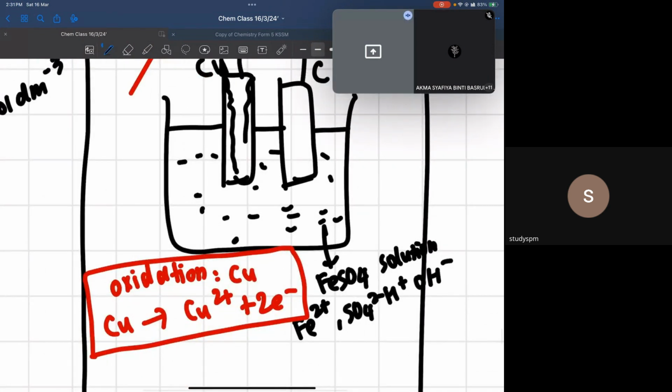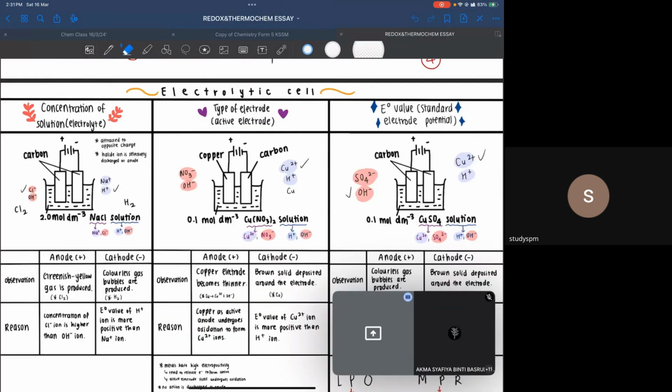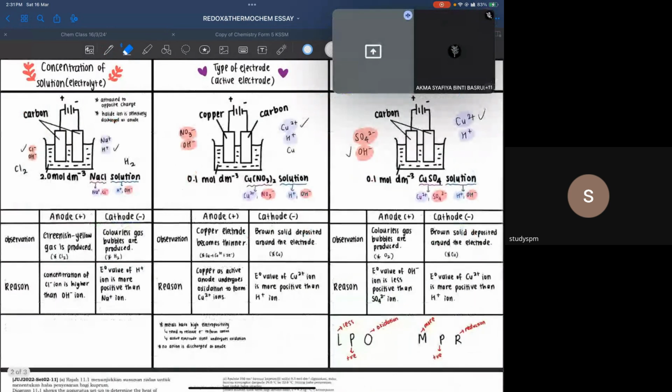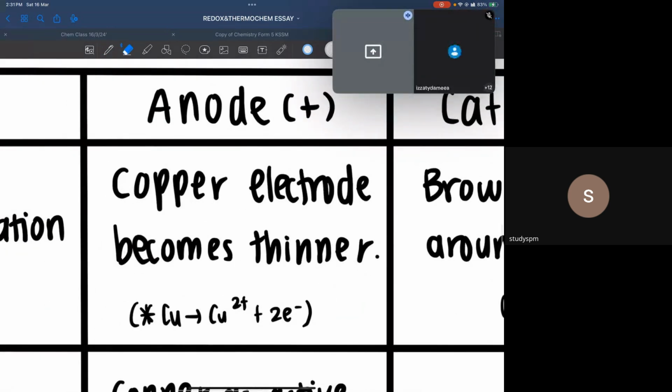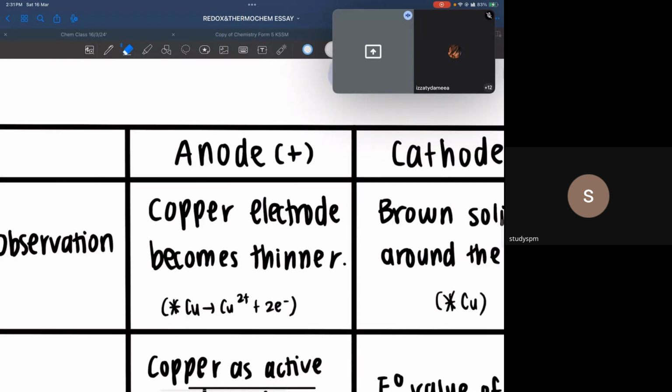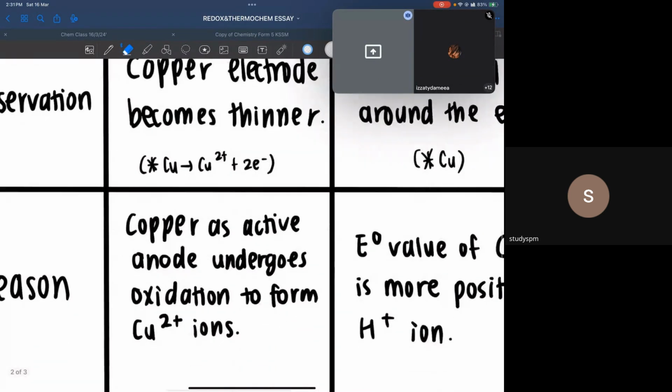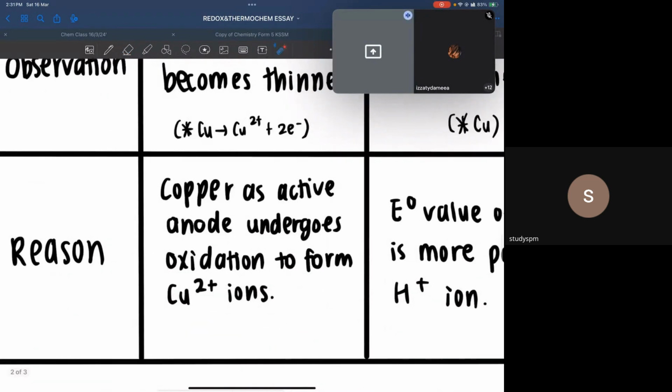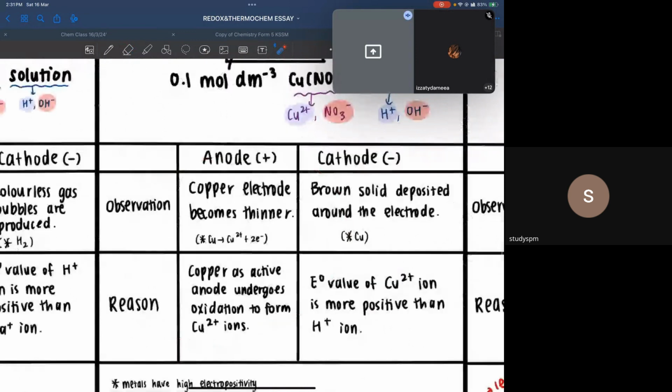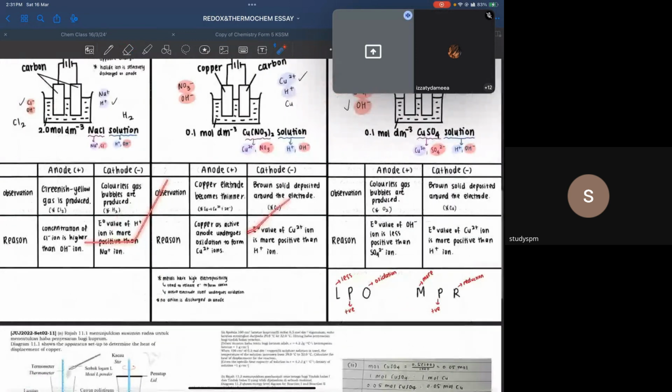Thinner macam ni. Okay. Here also I got, right? Okay, copper electrode becomes thinner. Okay, this is the reason. This is some sort of technique, okay? This one, all I got from my teachers.